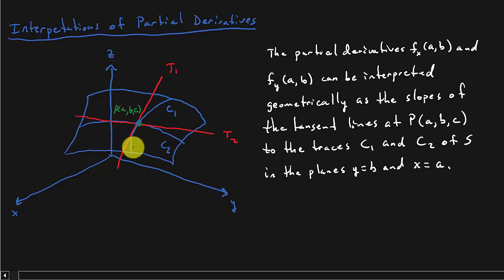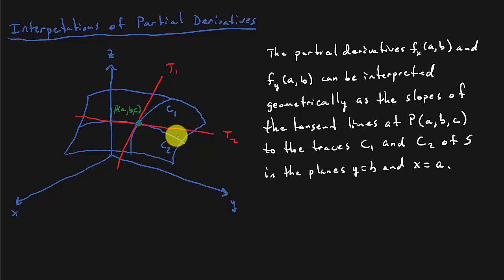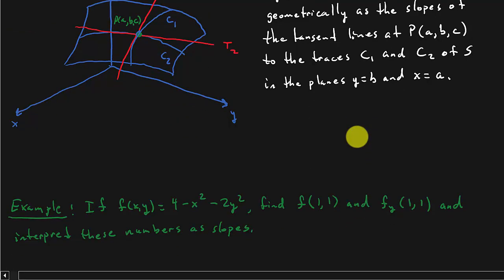So you see you have this trace right here, this C1, and this red line here, that's a tangent line to the curve at that point. And then you have C2. So that's this curve C2, and you have your tangent line right here going through that point, tangent to that trace C2. And it's kind of like in single variable calculus, the slope of the tangent line. Okay.